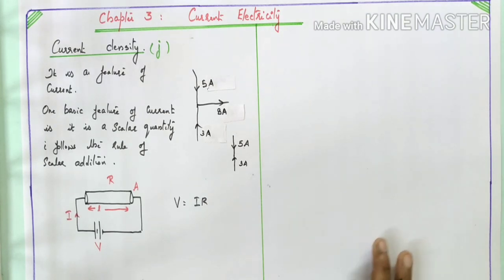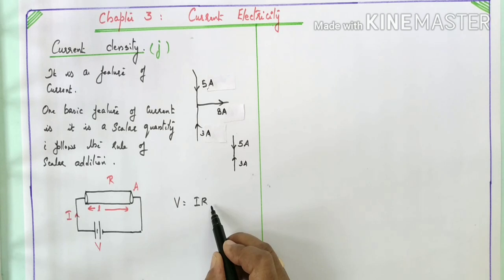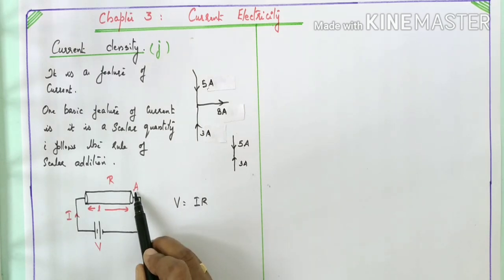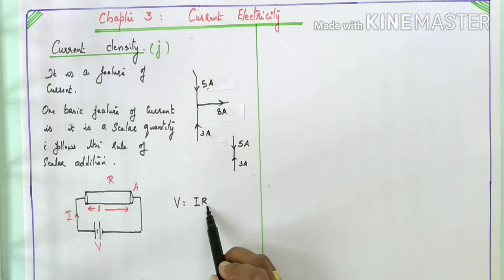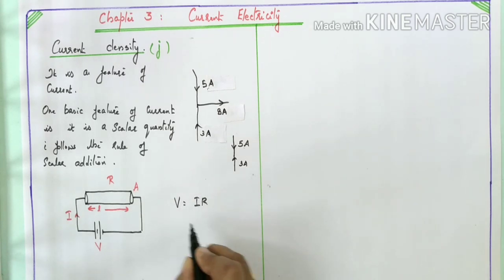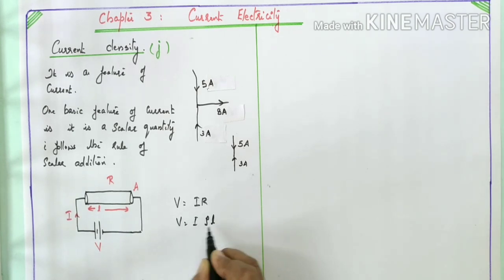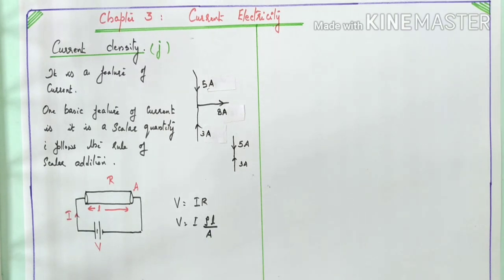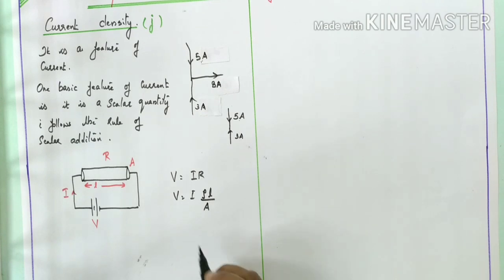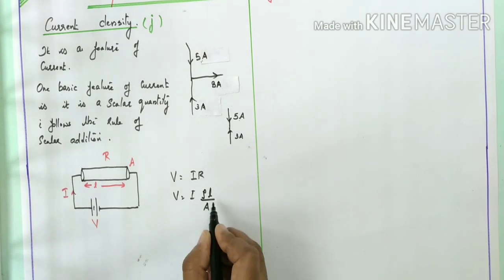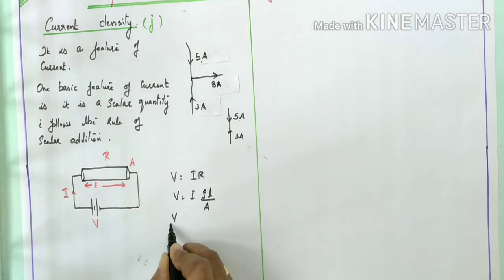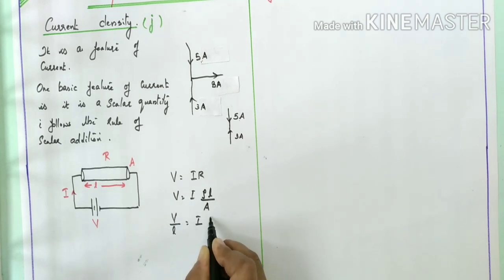Ohm's law is V equal to IR, and we know that resistance depends on length and area of cross section. What is the relation between resistance and length and area of cross section? We know V equals I into resistance, which is given by rho L divided by A. Rho represents the specific resistance or resistivity. Now L is taken to the left side. So V by L equals I rho divided by A.